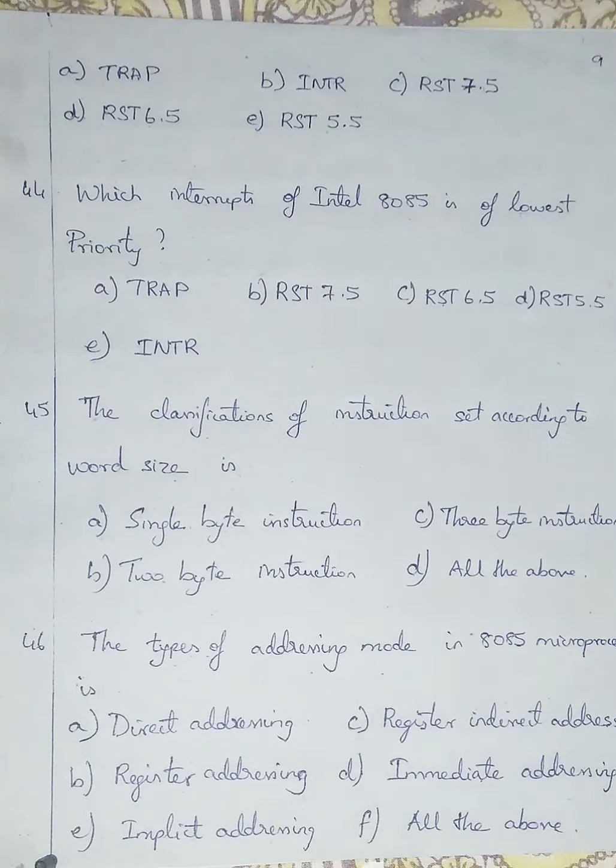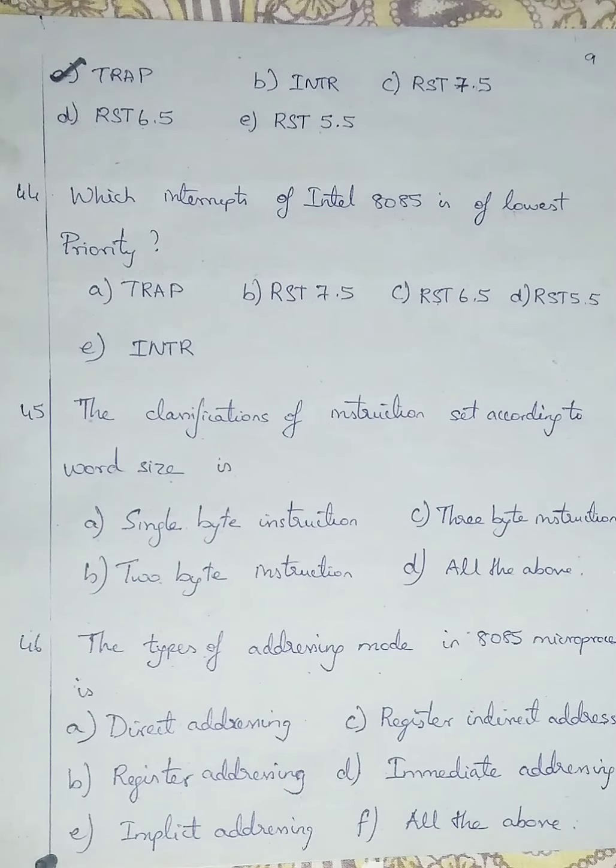Question number 44. Which interrupt of Intel 8085 is of lowest priority? Option A is given as TRAP, option B is given as RST 7.5, option C is given as RST 6.5, option D is given as RST 5.5, and option E is given as INTR. We know INTR is of least priority, lowest priority, so I am going with option E, INTR.